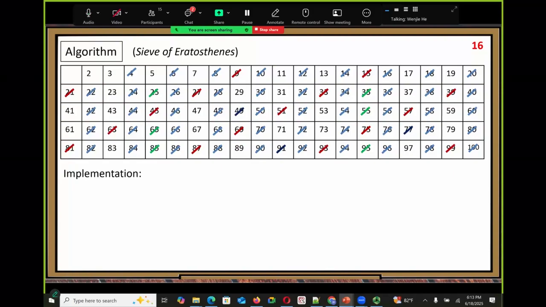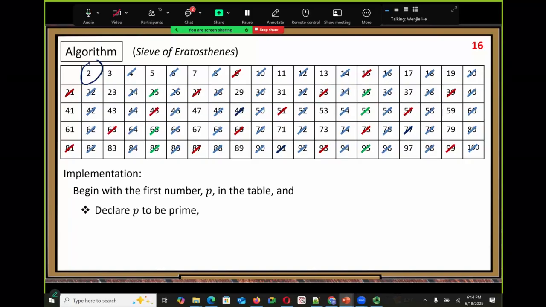Next, implementation. As a summary, let me go through the implementation. Begin with the first number p in the table. Here, the first one is 2. Then we remove from the list all the non-trivial multiples of p. Declare p to be prime, and cross off all the multiples of that number in the table.